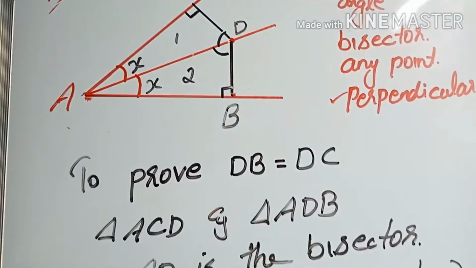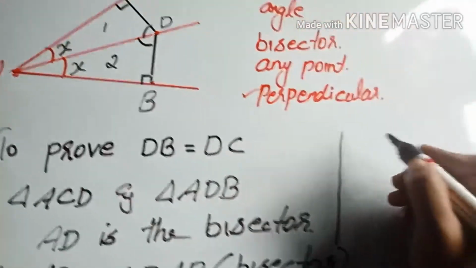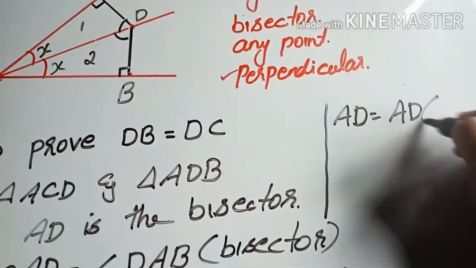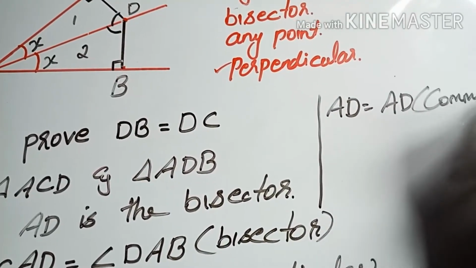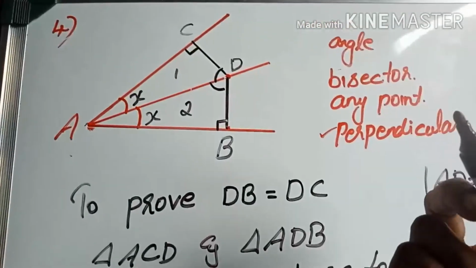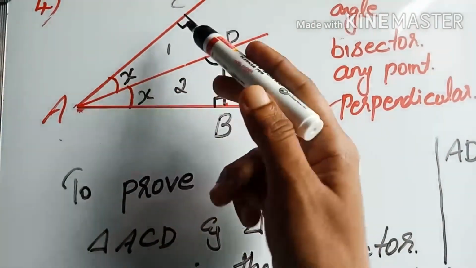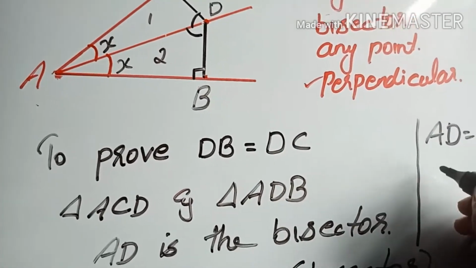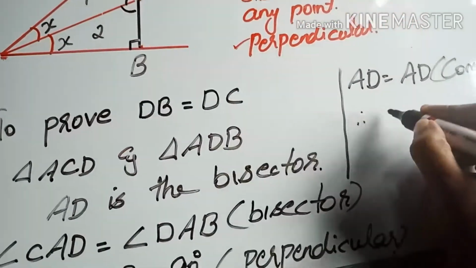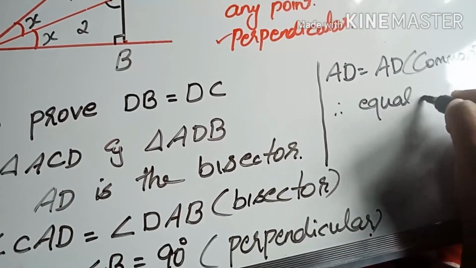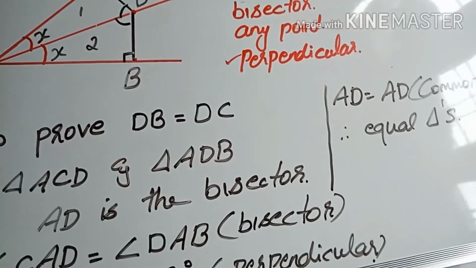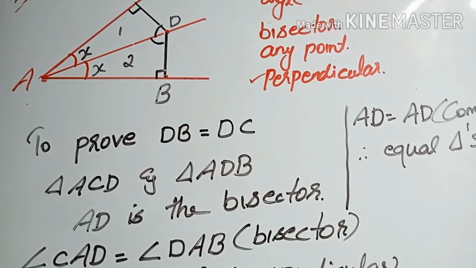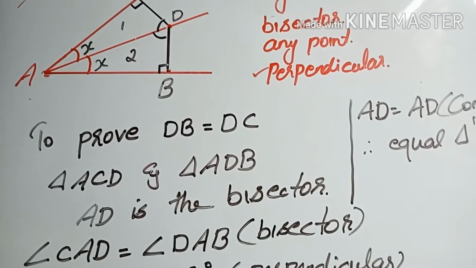AD is a common side for both these triangles. Okay, AD equal to AD, common side. So any of the three concepts we can apply here. Like, if any two angles are equal, then the third angle will also be equal. Therefore, these two triangles are equal triangles.